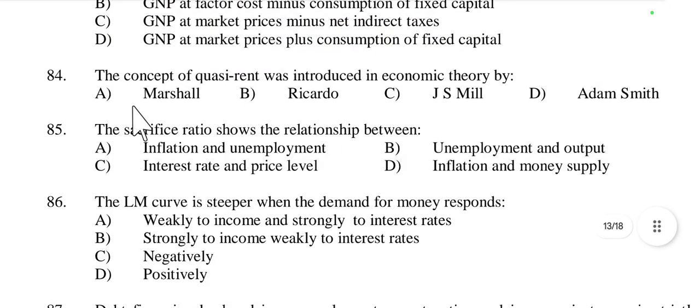Question number 84. The concept of quasi-rent was introduced in economic theory by Alfred Marshall. The first answer is right. Quasi-rent refers to the income generated by a factor of production that is inelastic in supply in the short run, particularly in the context of land and fixed capital. It is total revenue minus total variable cost. So it was given by Alfred Marshall.